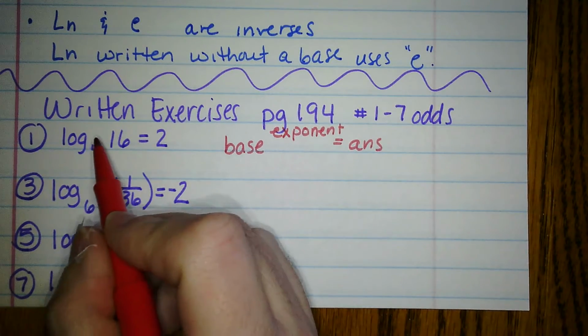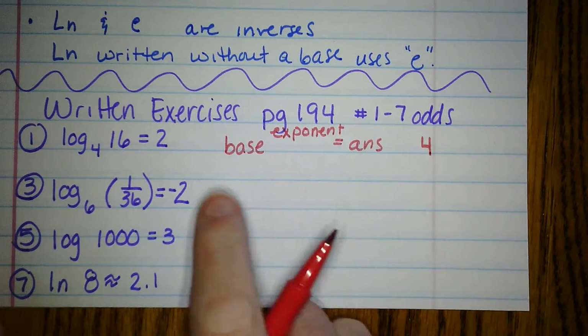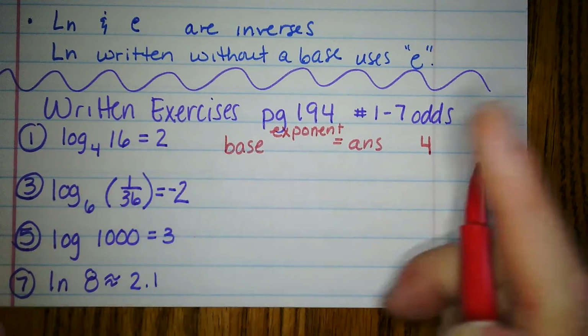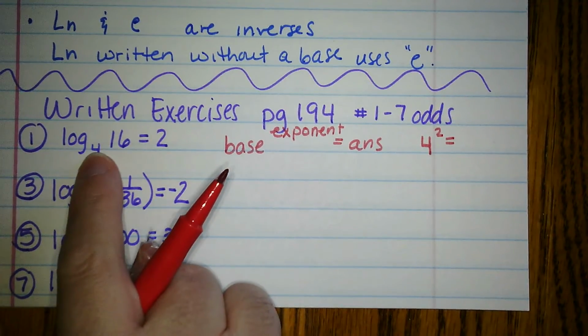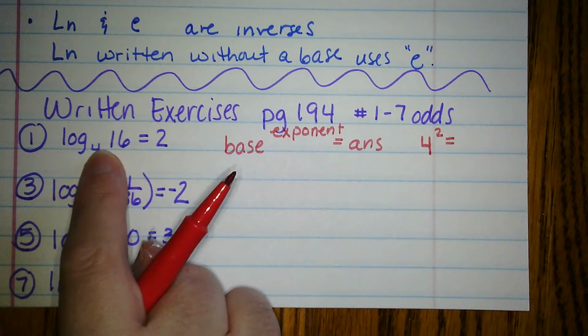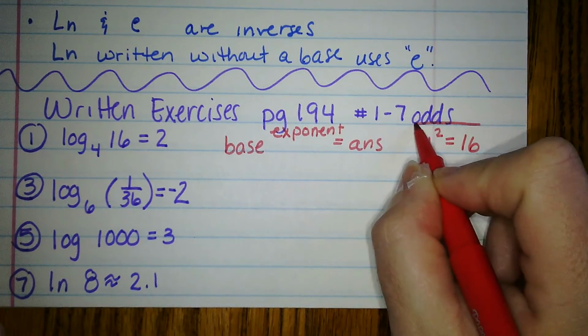The base is always the subscript, so we have subscript 4. The exponent is always what it's equal to, so that's squared. And the answer is always next to the base, so it's next to the subscript in log form. So this is 16. So 4 squared equals 16 is your first one.